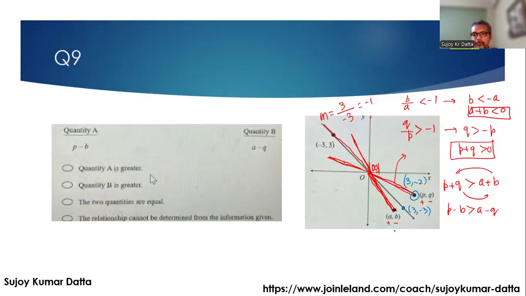Now, since A, B is below it, you can take A to be 3 only, but B to be, say, -4, smaller. So we are looking at values of A as 3, B as -4, P as 3, and Q as -2. So P minus B would be 3 minus -4, so that's 7. A minus Q would be 3 minus -2, so that's 5. So P minus B is bigger. This is another way of solving, which is much faster.